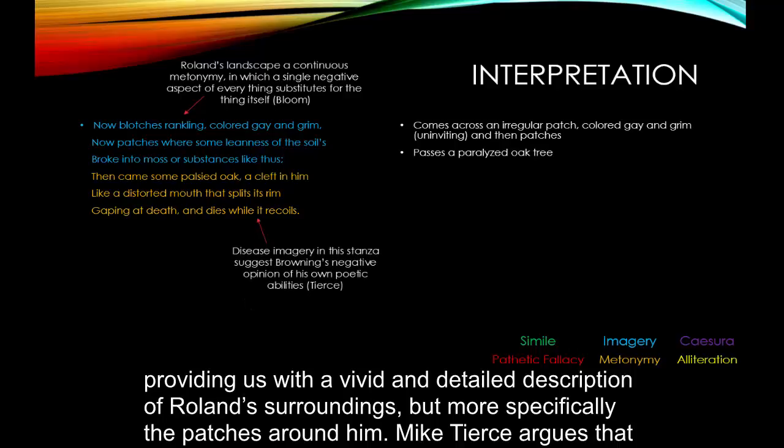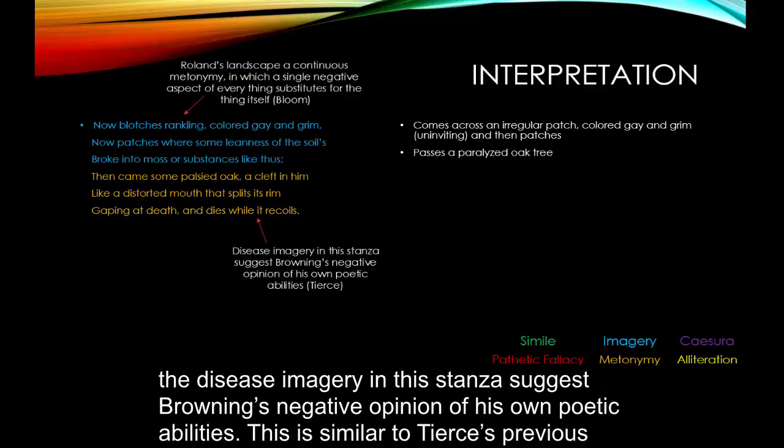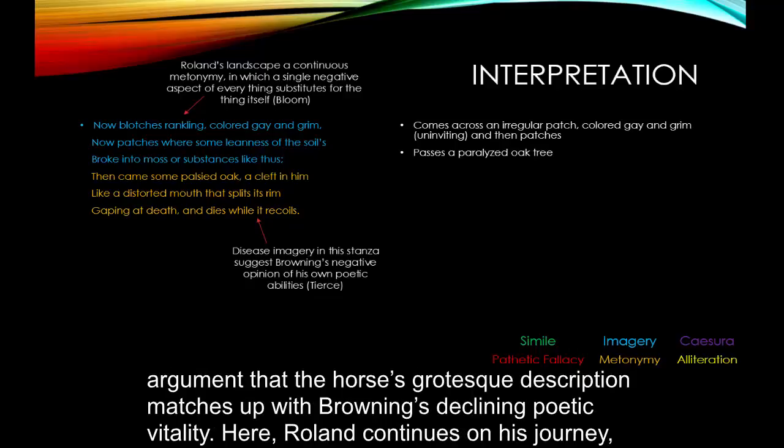Mike Tierce argues that the disease imagery in this stanza suggests Browning's negative opinion of his own poetic abilities. This is similar to Tierce's previous argument that the horse's grotesque description matches up with Browning's declining poetic vitality.